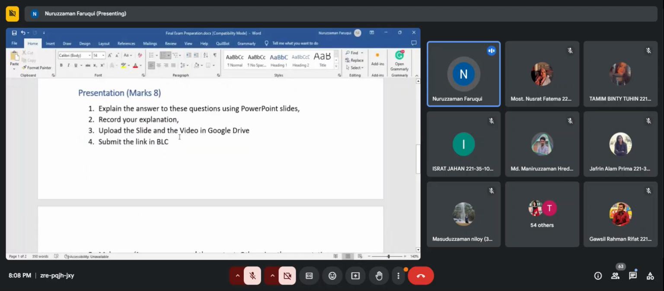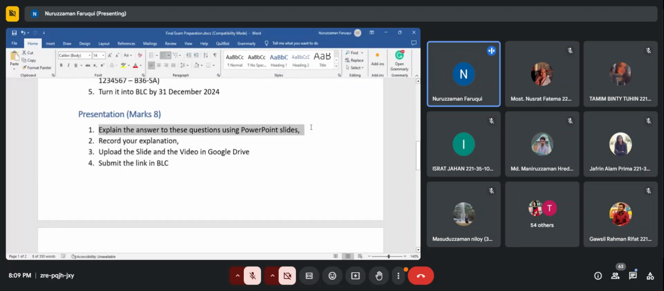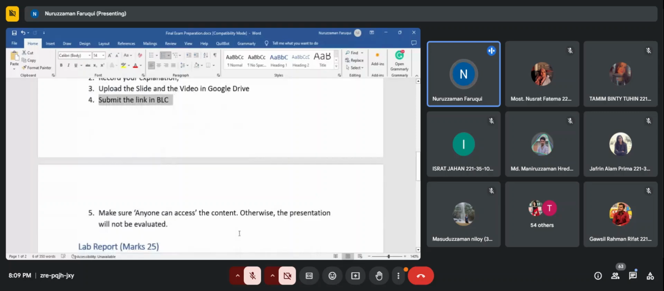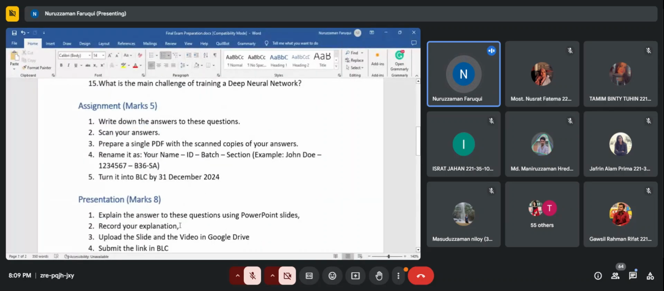Presentation, same thing. In the assignment, you will have written your answers. In the presentation, you will explain your answers with PowerPoint slides. Record the explanation, upload the slides and the video in Google Drive, and submit the link in BLC. Make sure anybody can access the link because I have to evaluate your performance. Is the presentation and assignment clear? Yes, sir.